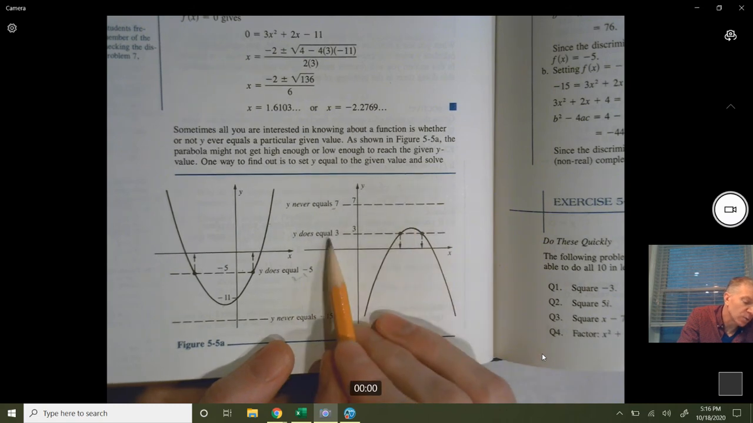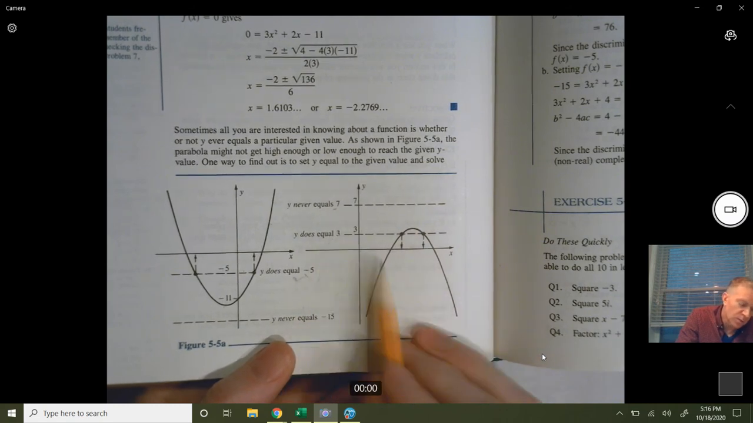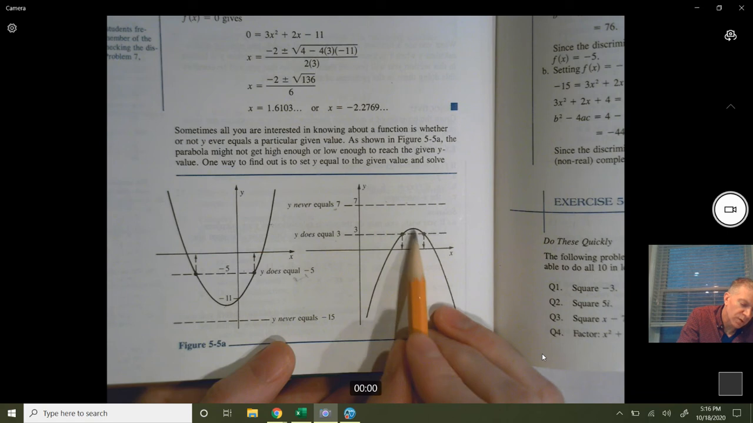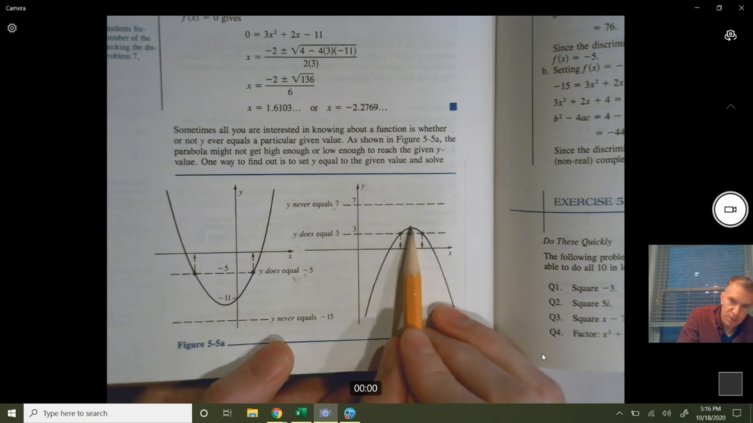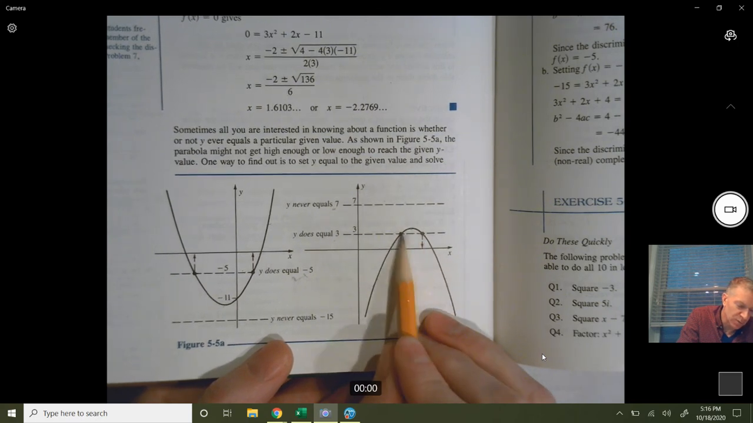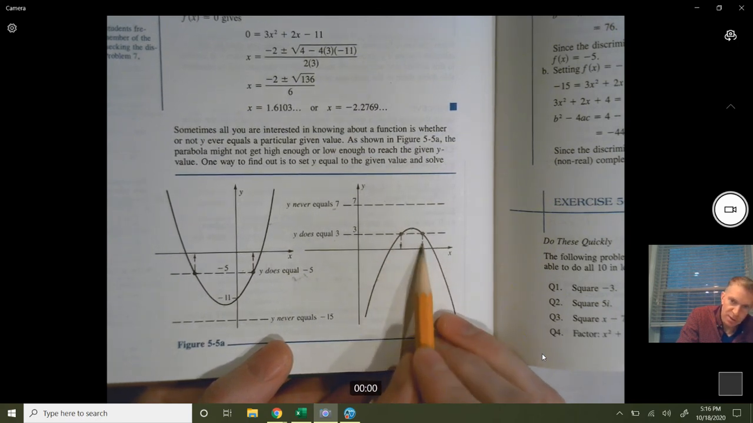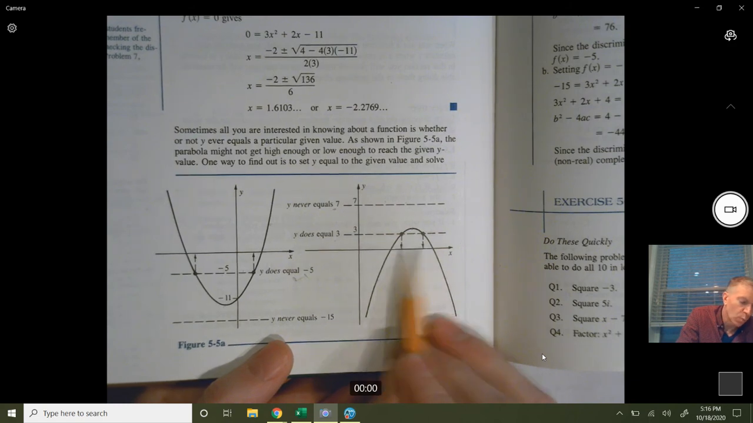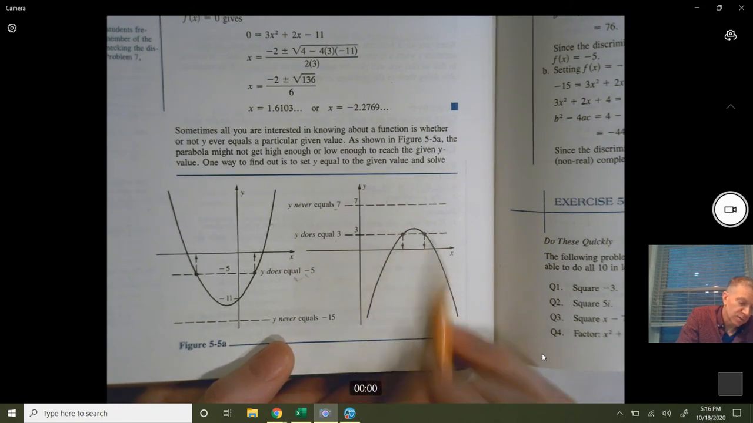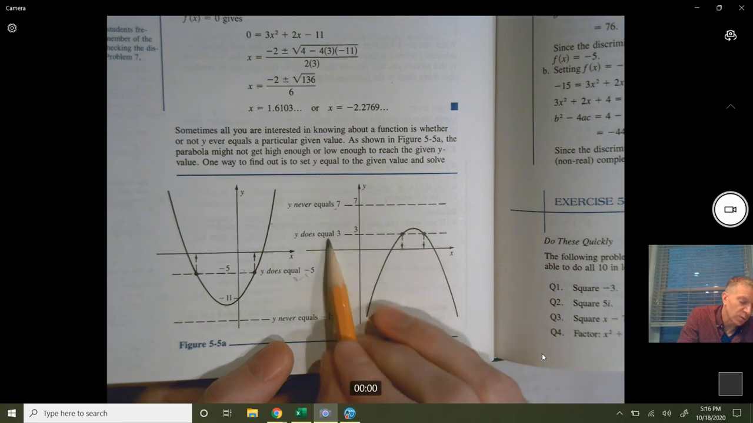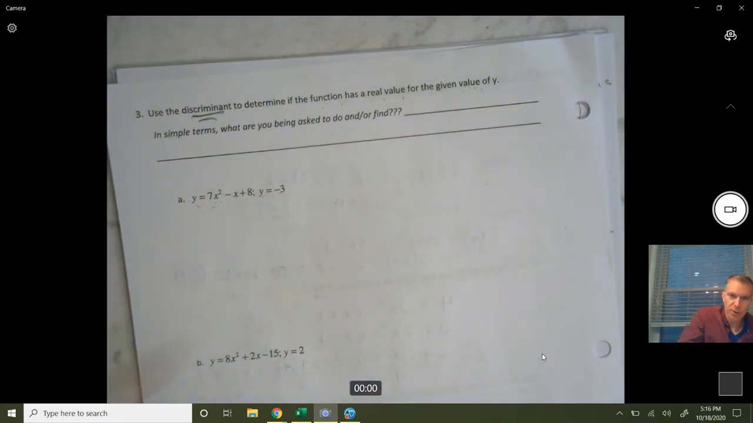Does the y ever equal 3? Well, yes, it would, because clearly the vertex of this parabola that opens down is above a value of 3. And then these two are the x values, so you'd find the x values where the y value of this function would equal 3. In simple terms, what are you being asked to do?